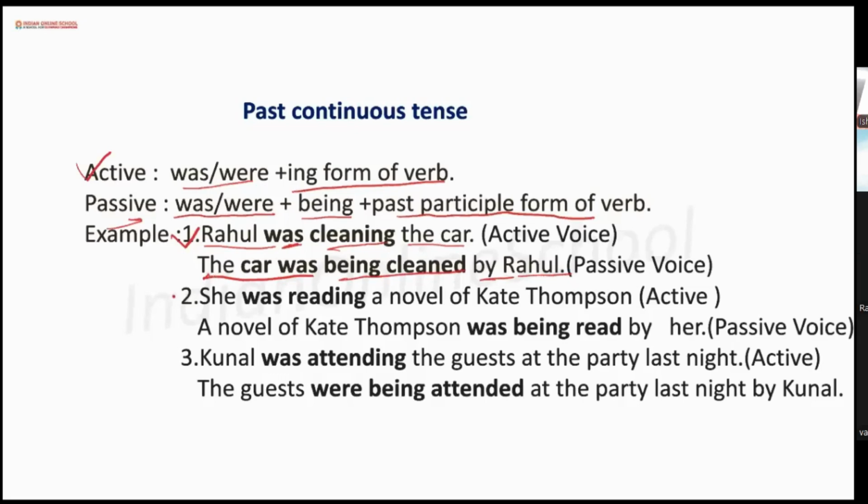Okay. Ramesh, can you read the second example for me? Ramesh, you there? Yes, ma'am. Can you please read the second example for me? She was reading a novel of Kate Thompson. So, which one is the subject and which one is the object here? First, you tell me which one is the subject here. She. Very good. Now, tell me the object. The object is a novel of Kate Thompson. Okay. So when we convert this sentence into passive voice, it becomes: a novel of Kate Thompson was being read by her. Okay.